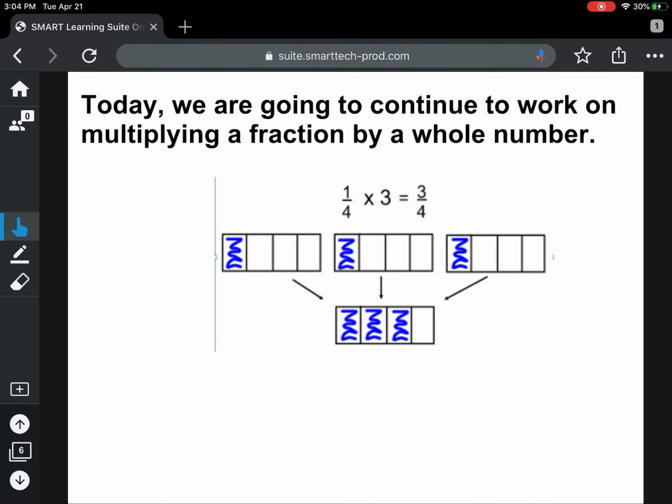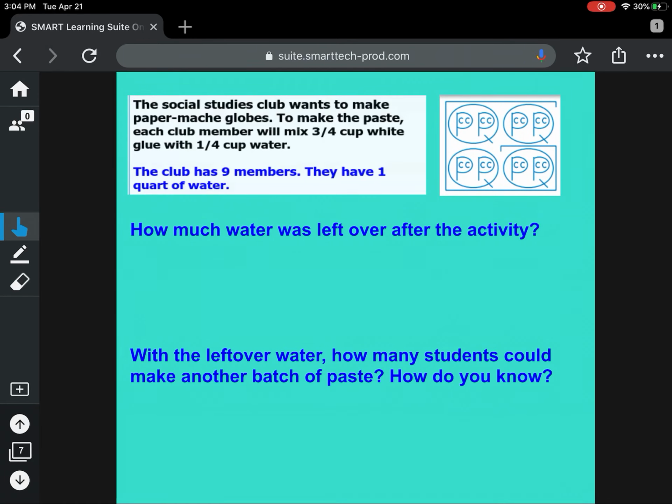All right, let's move on to part 2 of today's lesson. This part of the lesson is where we will address today's learning objective. Today, we're going to continue to work on multiplying a fraction by a whole number. This is a continuation from the math message problem.